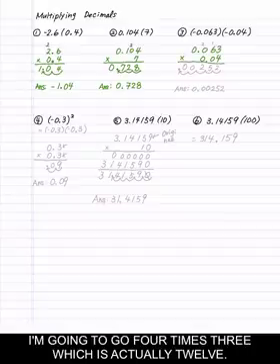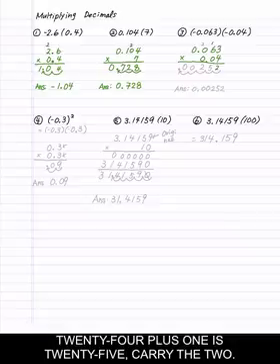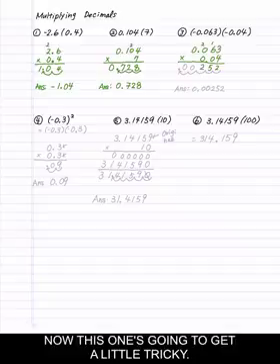I'm going to go 4 times 3, which is actually 12. I'm going to put the 2 down and carry the 1. 4 times 6 is 24. 24 plus 1 is 25. Carry the 2. 4 times 0 is 0, plus 2 is 2. Now this one's going to get a little tricky.